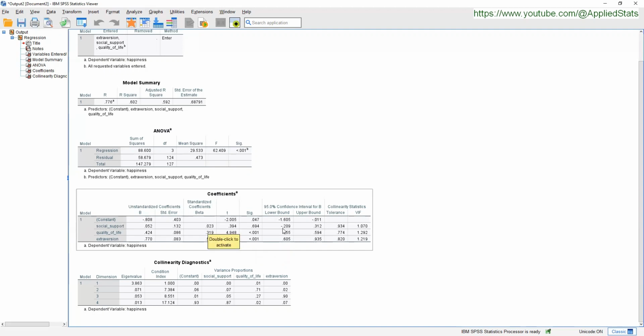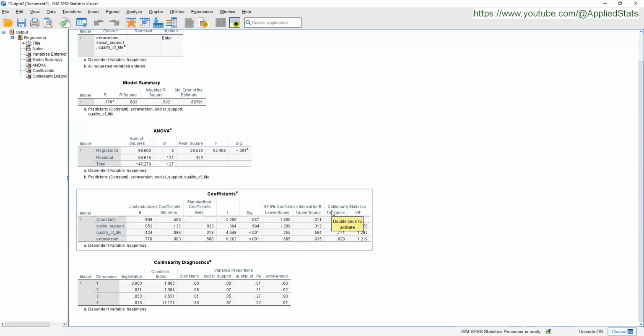There's also a confidence interval associated with each of your unstandardized regression coefficients. And here, for example, you see there's no zero in this interval for quality of life. So quality of life is a significant predictor.